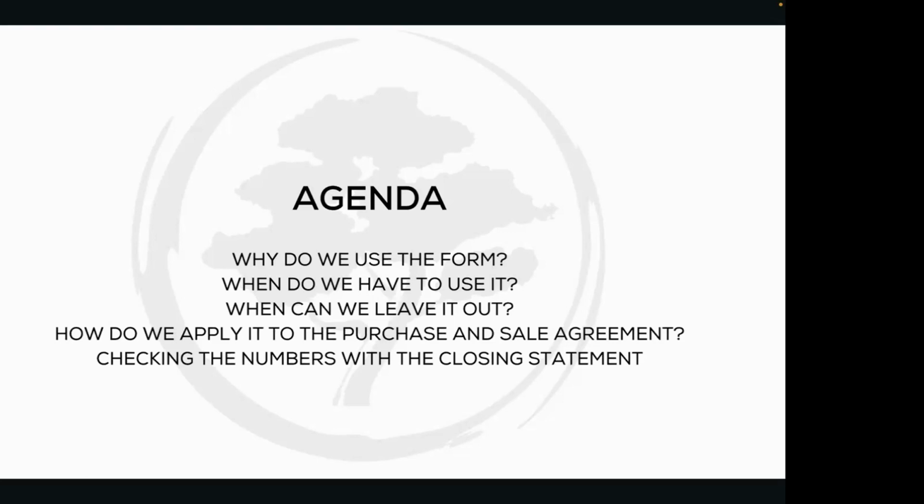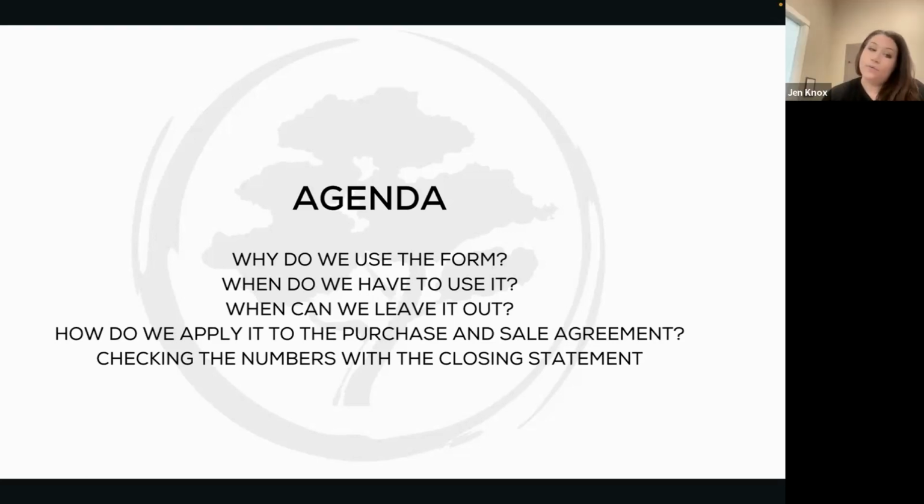When do we have to use the form? When can we leave it out? How do we apply it to our purchase and sale agreement? And then how do we check the numbers with our closing statement to make sure everything we were trying to do is actually what was done?